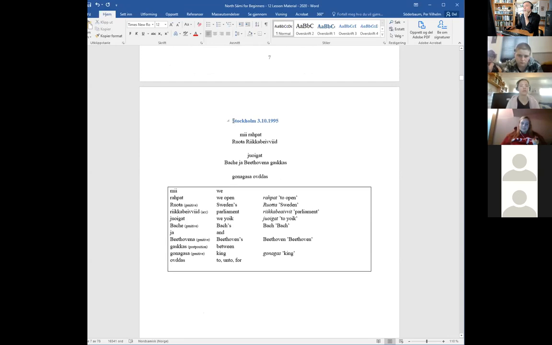So, Stockholm, third day in tenth month in 95. Mi rahpat, we, how do we translate it? Bergen is the same, yes, Bergen, Bergenis. Should I give this as a work to somebody who can translate it, just to see if it's possible or if it's very difficult for you to translate it?